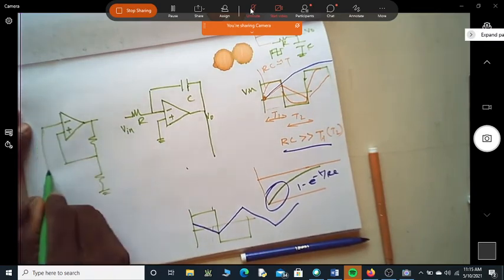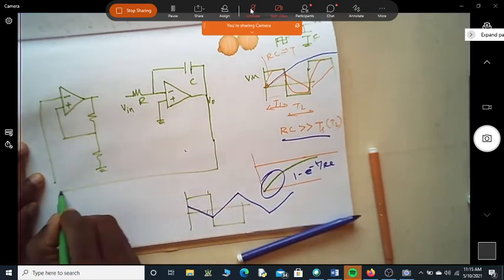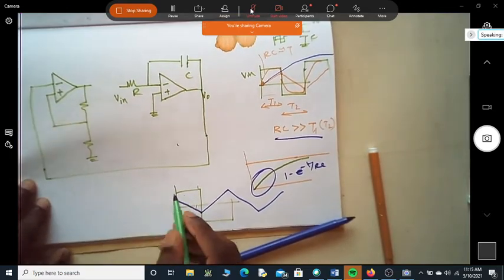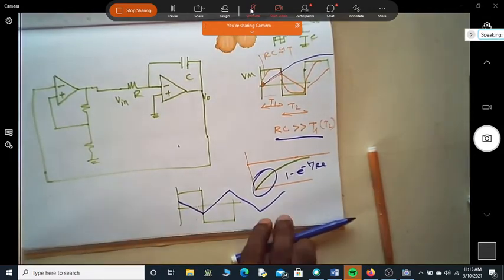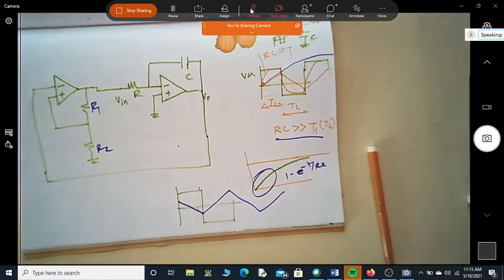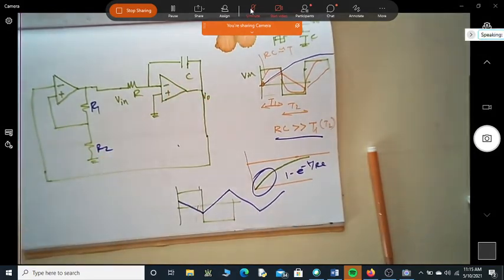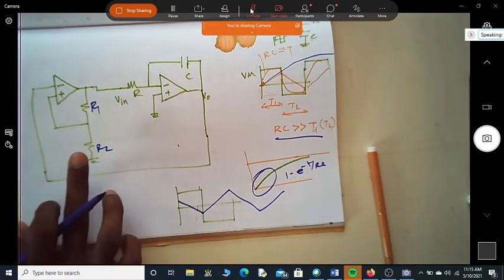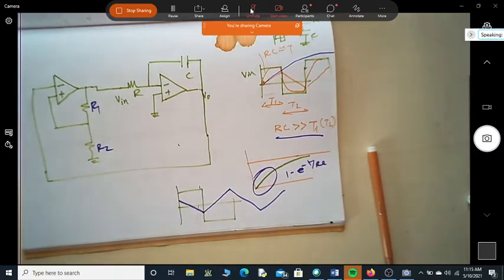What is this circuit you are looking at? See here, this is R1, R2. Is it an integrator followed by an integrator? Sorry, is it a Schmitt trigger followed by an integrator?